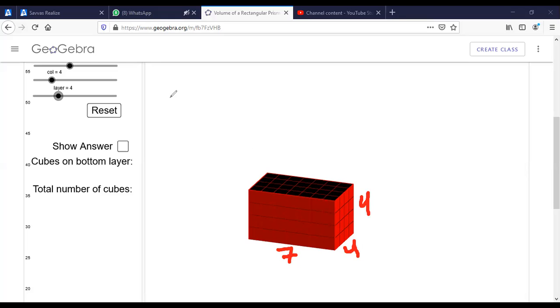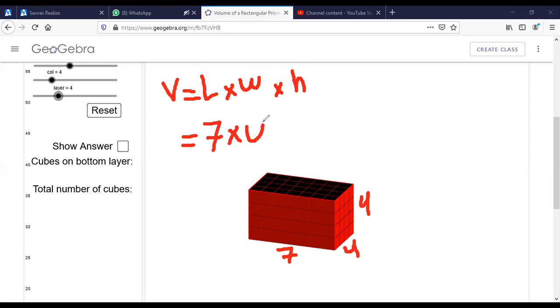Okay, great. Now the volume of the prism will be what? It will be the length times the width times the height. Okay, so volume will be length times width times height. In my case here, the volume will be: the length is 7, the width is 4, yes, Ahmed, and the height is also 4.